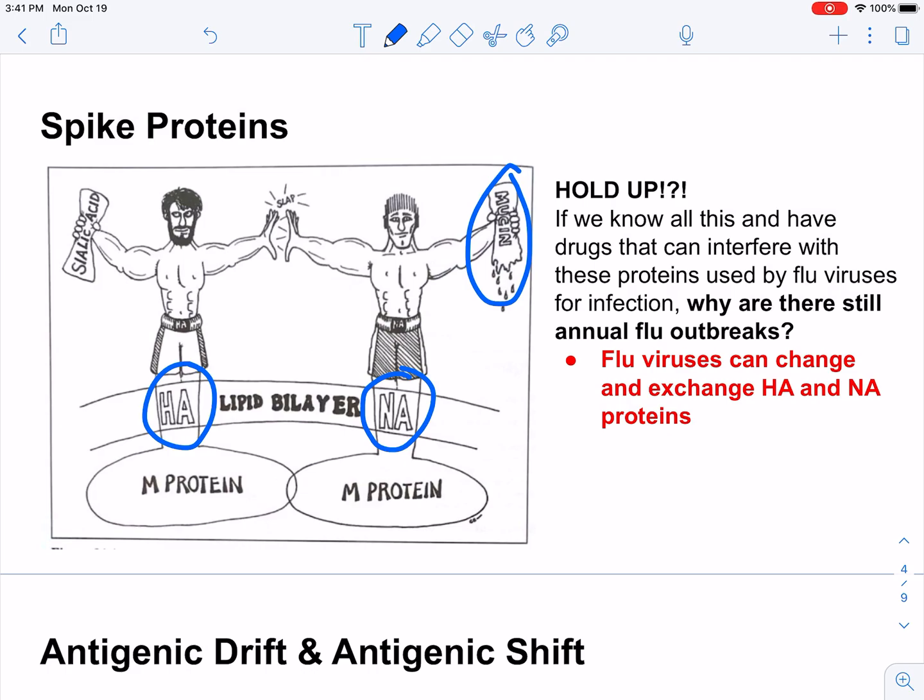So hold up a minute, right? If we know all this, and we have drugs that can interfere with these proteins, they can bind to them and block them, why are there still annual flu outbreaks? And it's because flu viruses can change these proteins and exchange HA and NA proteins to form new combinations.